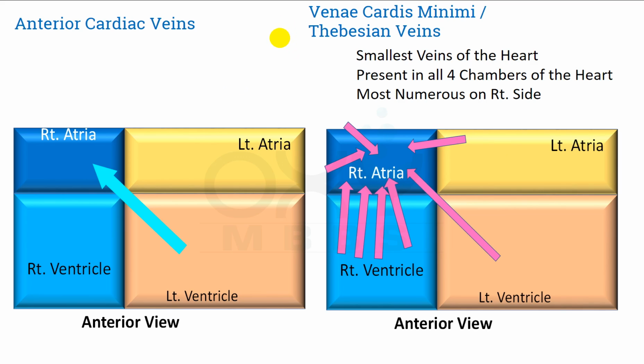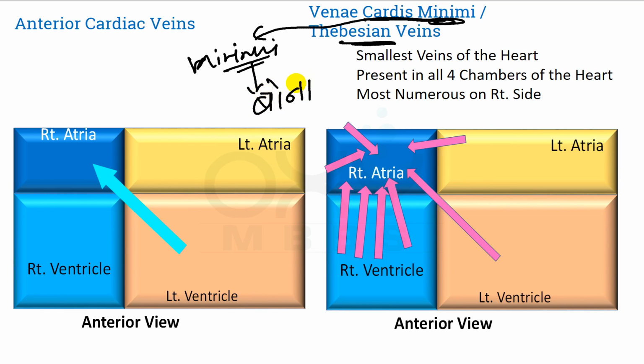Now friends, how will you remember that the venae cordis minimae is also called the Thebesian veins? It is again very simple. Just take this word minimae here. So here is the word minimae, and in Hindi minimae is called bauna. Bauna means minimae. Bauna or chhota or little is called minimae.